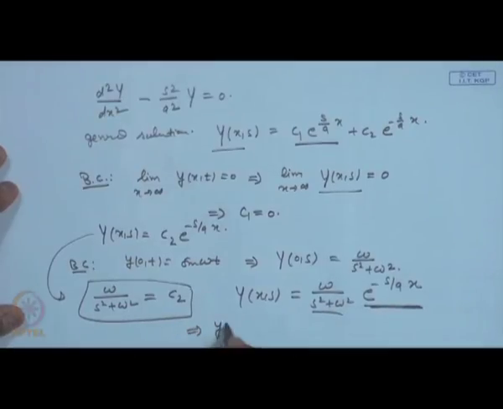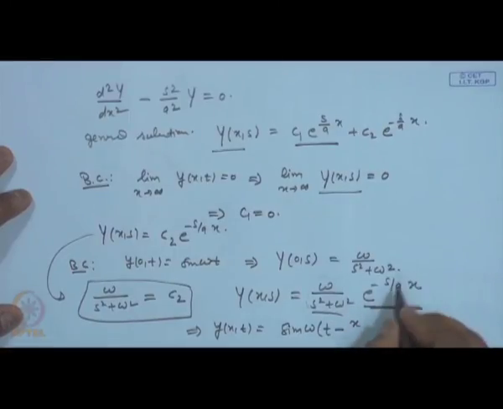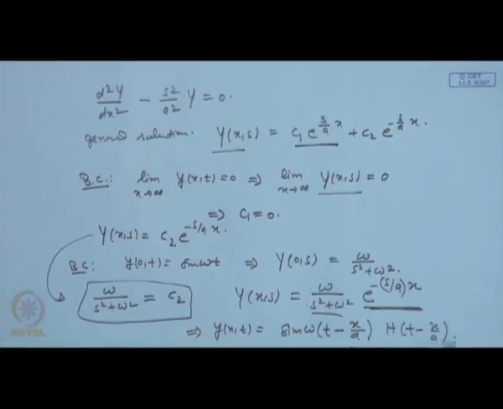So, this is simply y(x,t), because this is sin omega t. So, we have sin omega, and due to this shift we have t minus x over a, and we have the Heaviside function at t minus x over a. So, this is the solution.